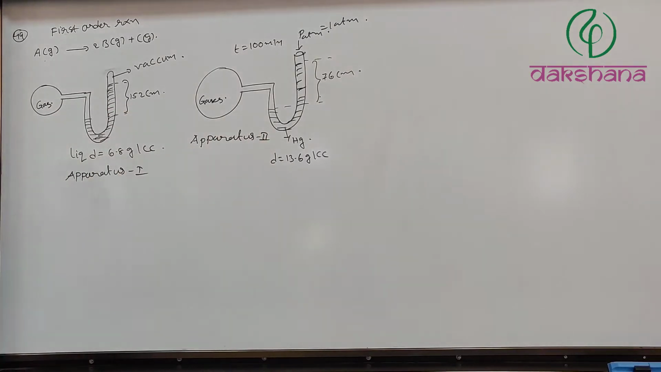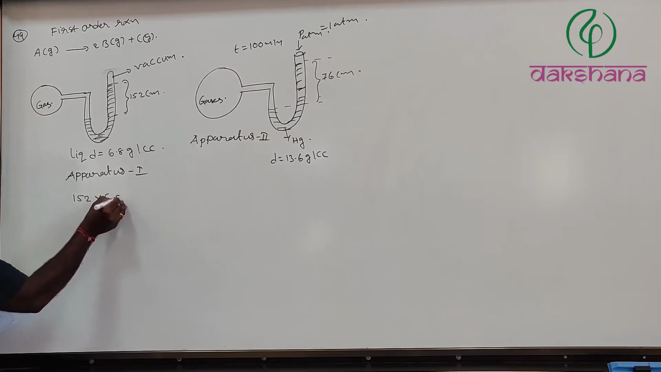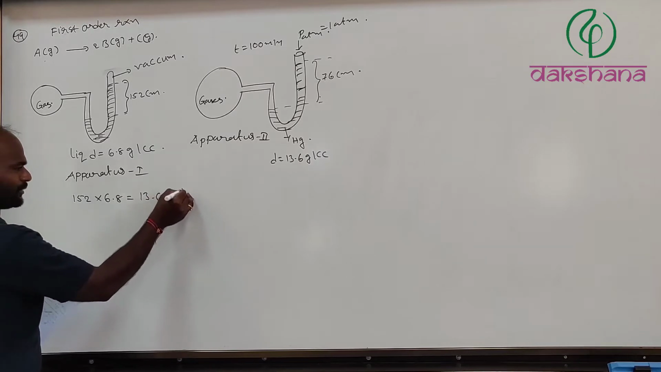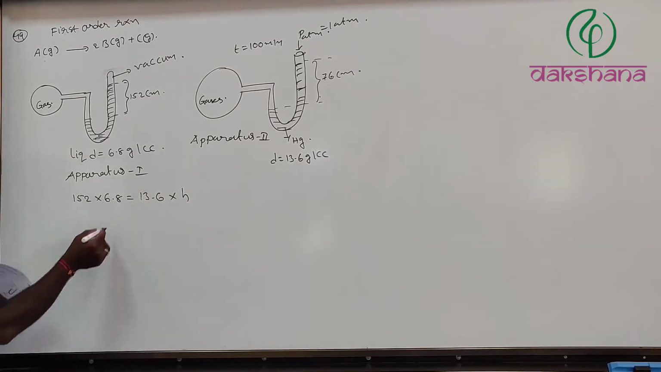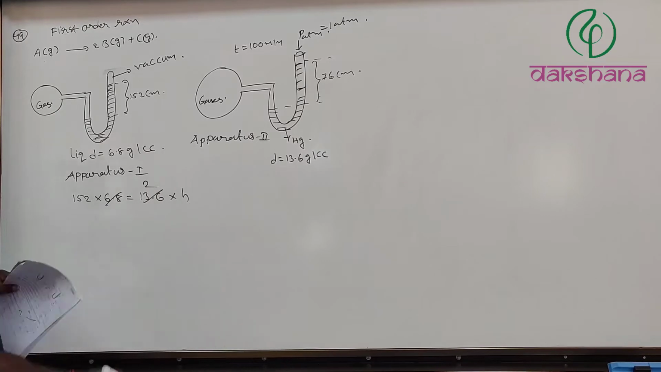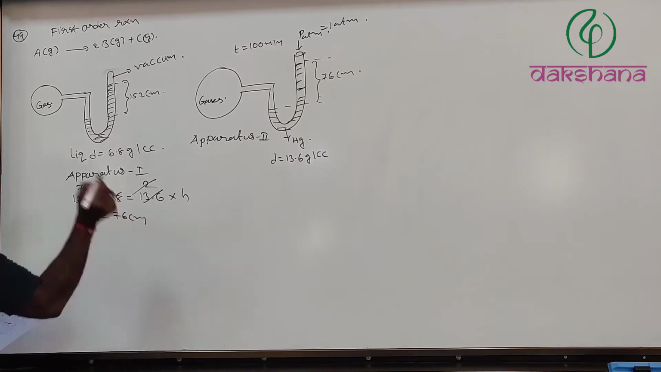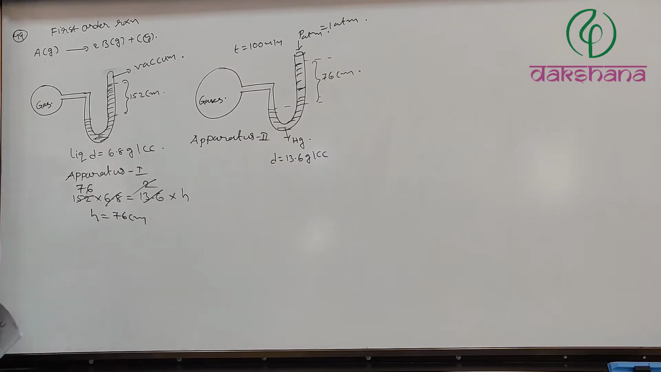For this, as we all know, h1 d1 g is equal to h2 d2 g. So from that formula we'll move to this one. Here the height is 152 into 6.8, that is equal to 13.6 into height H. Therefore, 2 times this, and it is going to be 76. Therefore H is equal to 76 cm, such that the initial pressure was 118.